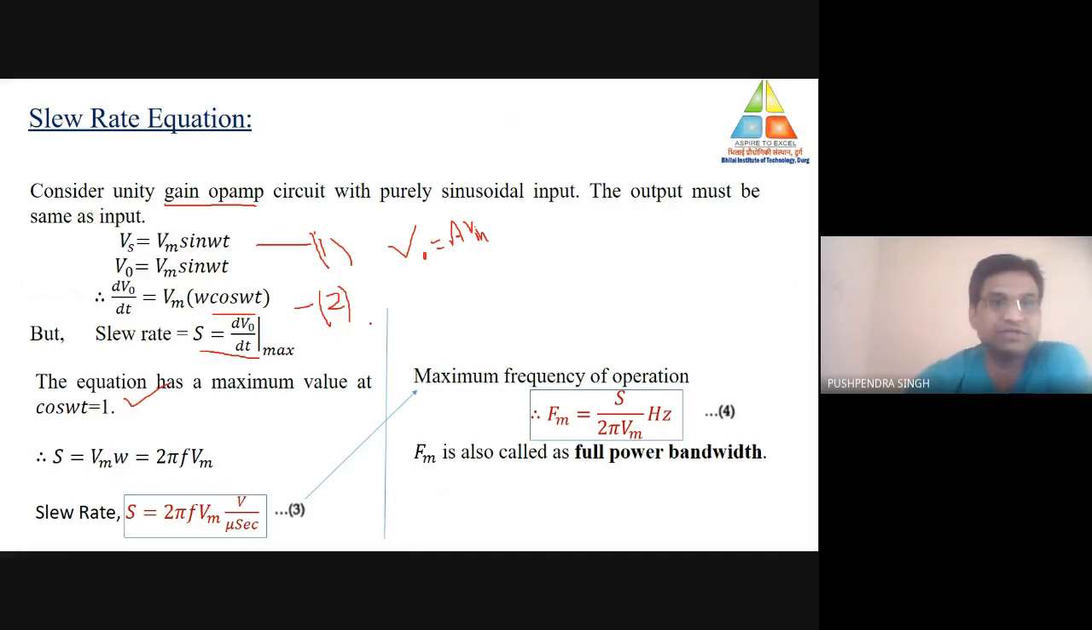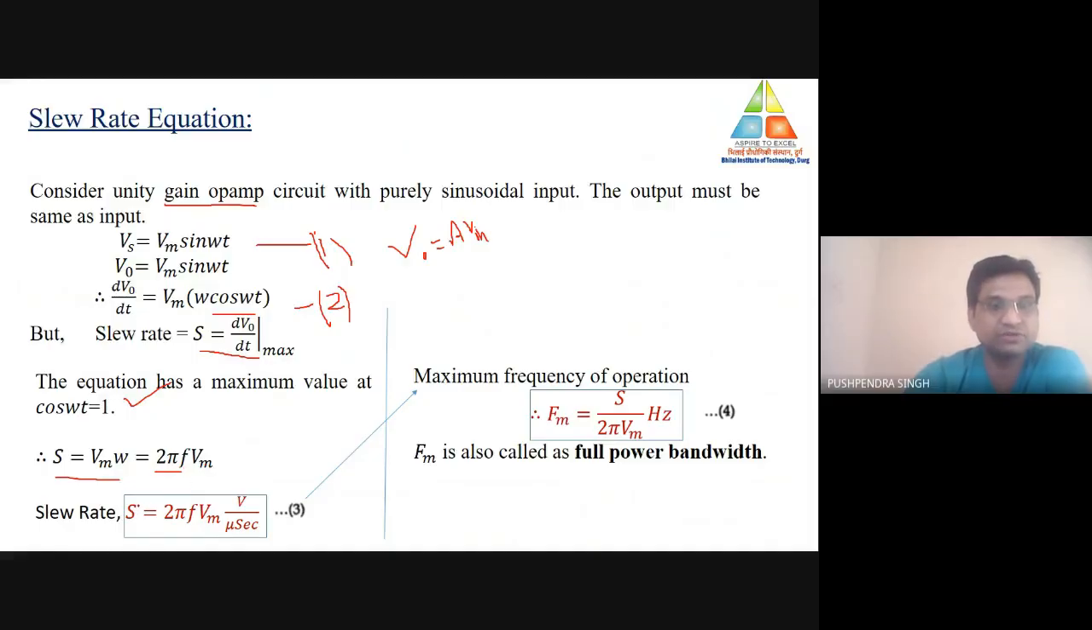So from equation number 2, what is the value of dv naught by dt max? dv naught by dt max is nothing but the slew rate. The slew rate will be how much? S is equal to Vm into omega, where omega is angular frequency, and it can be represented in the form of 2 pi f. So the value of slew rate is nothing but 2 pi f into Vm, where Vm is maximum amplitude and f is frequency.